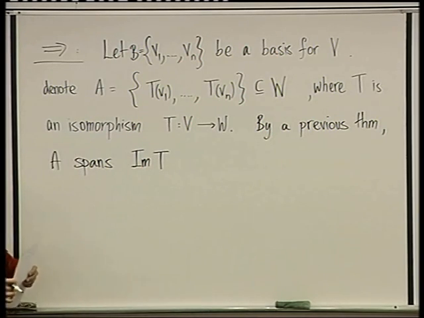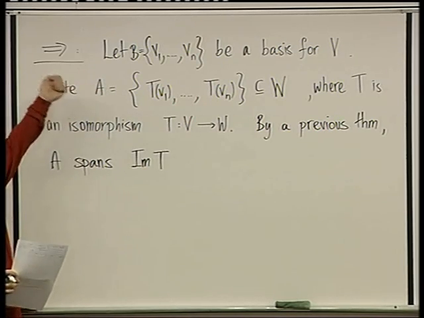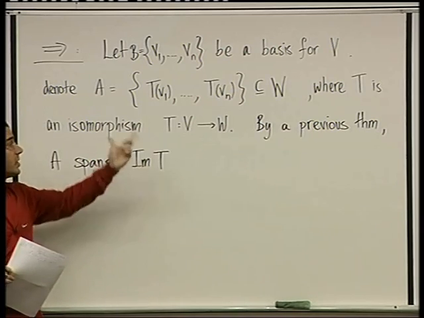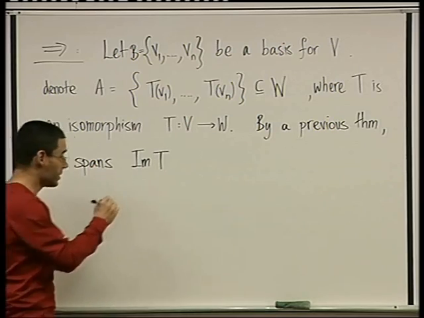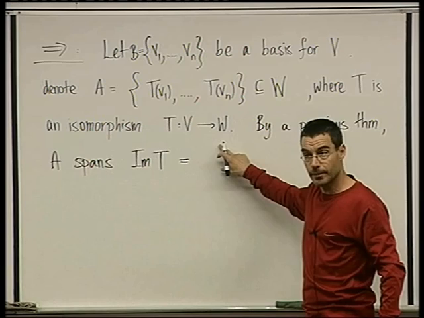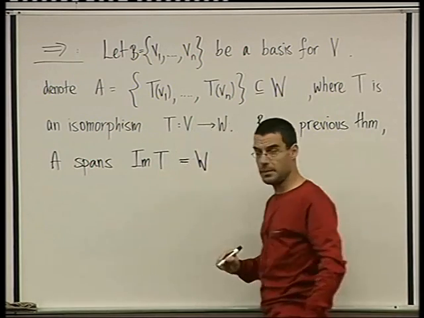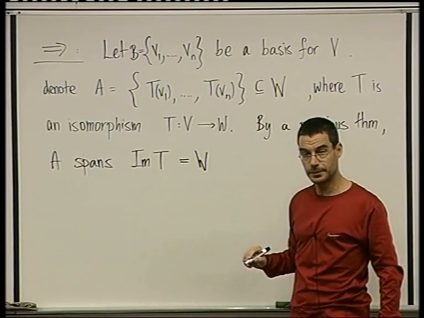That's the theorem that we had. You take a spanning set for the domain, you do T to its elements, you get a spanning set for the image, not necessarily for the entire range. Okay? But in this case, what is the entire range? W, and it's equal to the image. How do I know that it's equal to the image?